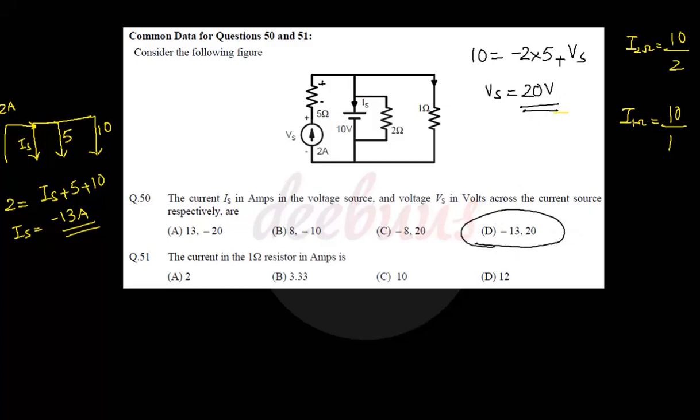Now we have to evaluate the last question too. That is the current in the 1 ohm resistor in amperes. That is what we actually evaluated. Right. That is 10 ampere. So this is 10 ampere.